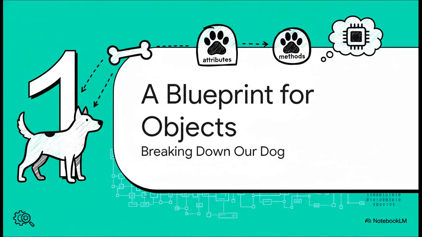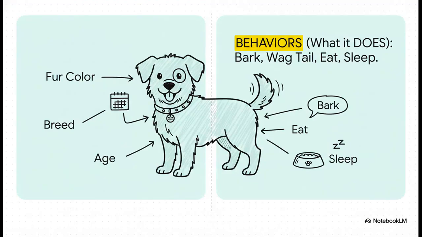Section 1. A blueprint for objects. We're taking our real-world idea of a dog and breaking it down into its essential parts, the kind of parts a computer can actually understand. Now, what's really interesting here is that your description probably splits neatly into two different categories. On one side, you've got properties, the things a dog is, like its breed, its age, its name. This is its state of being. And on the other side, you have behaviors, the things a dog does, like bark, or eat, or sleep. These are its actions. This fundamental split between what it is and what it does is the big idea behind so much of modern programming.